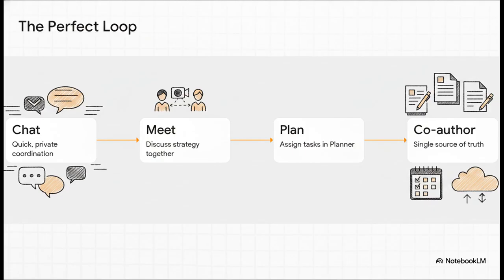Well, it starts in chat for quick private coordination. Then you meet via video to discuss the broader strategy and look at the data together. From there, you plan the actual execution by assigning tasks in the Planner tab. And finally, you co-author the deliverables in the Files section so everyone is working from a single source of truth. Chat, meet, plan, co-author. Stick to that loop and you are going to be miles ahead of everyone else.